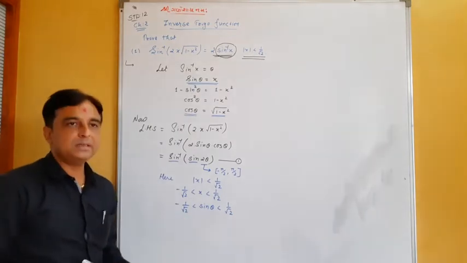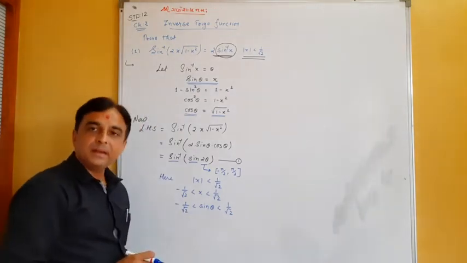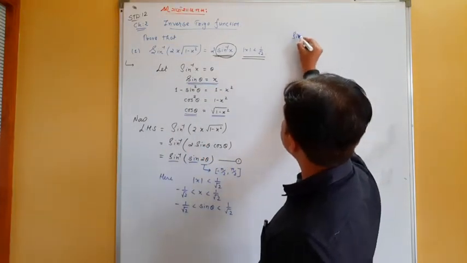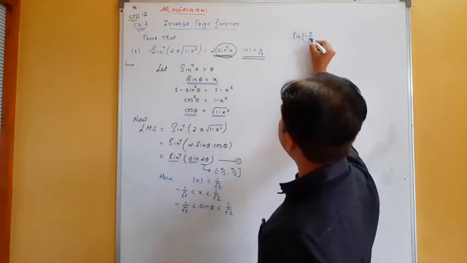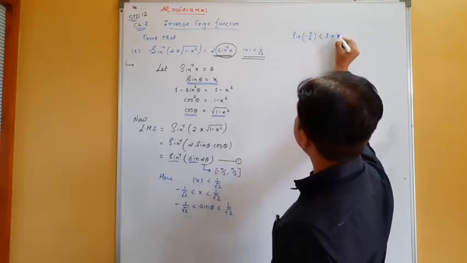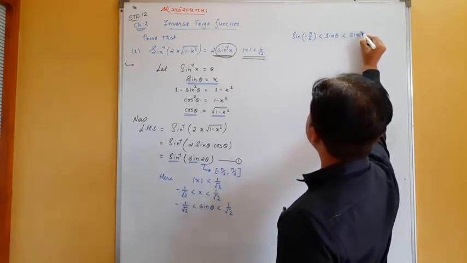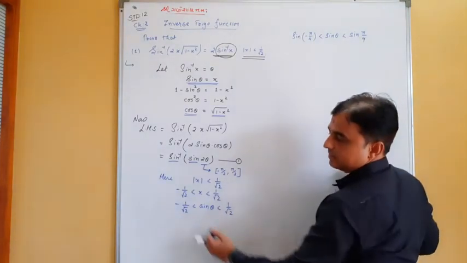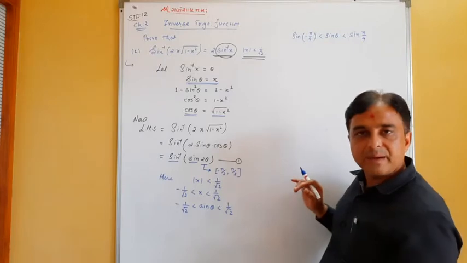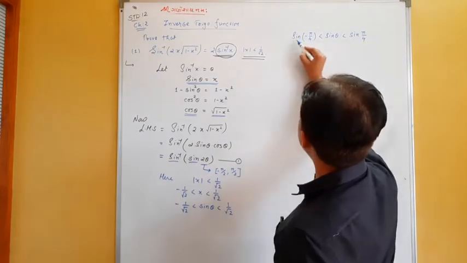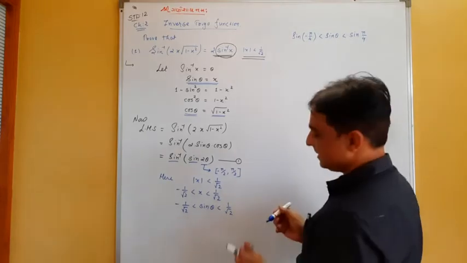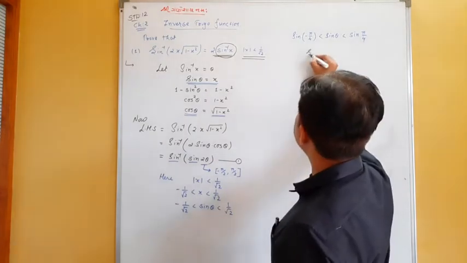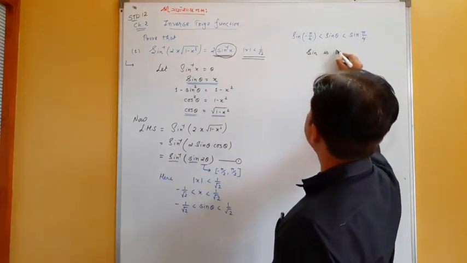Now we have to convert this inequality in terms of theta, in the sine format. So minus 1 by root 2 is written as sine of minus pi by 4, and 1 by root 2 is sine pi by 4. So sine minus pi by 4 is less than sine theta is less than sine pi by 4. And we have earlier discussed in 11th standard that sine is an increasing function.